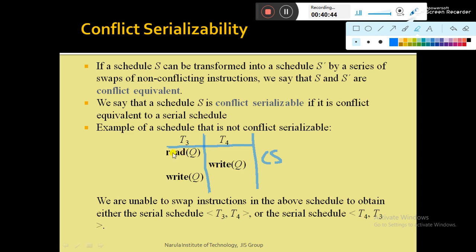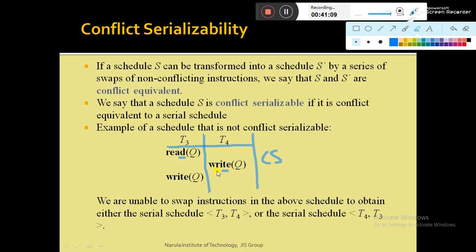Now the instruction from T3 and the instruction from T4 are operating on the same data item Q, and at least one of the operations is write Q. That means they are conflicting instructions, and we know that if the instructions are conflicting, then we cannot swap their order. So read Q will be here, write Q will be definitely here. You cannot swap their order.